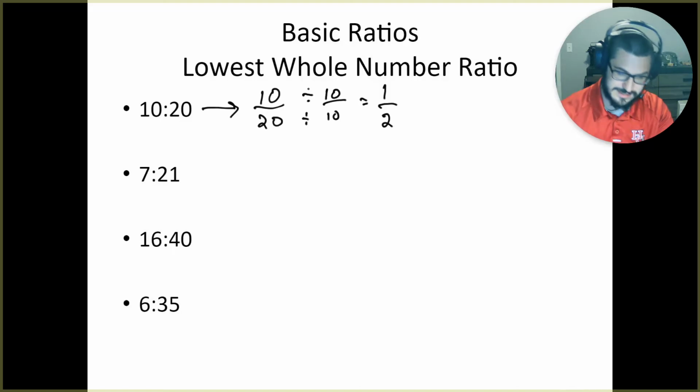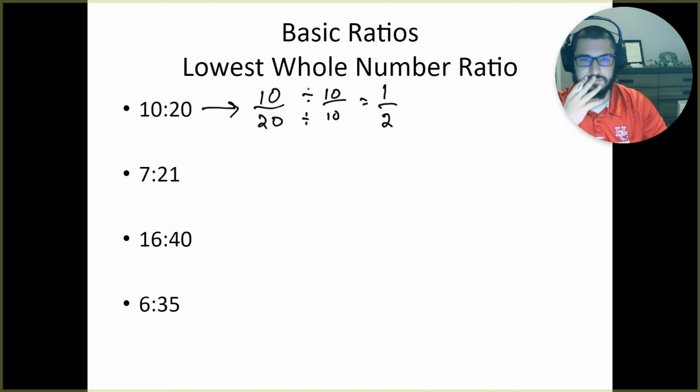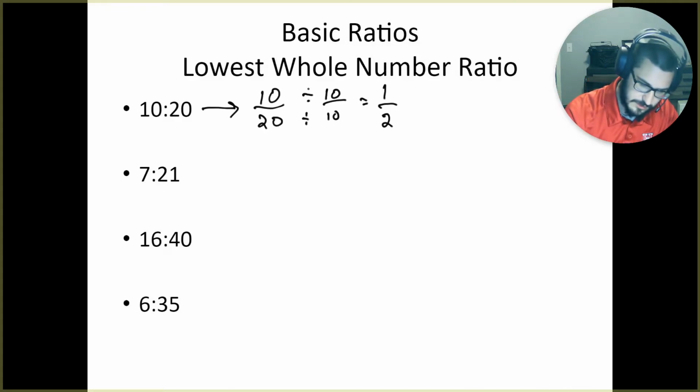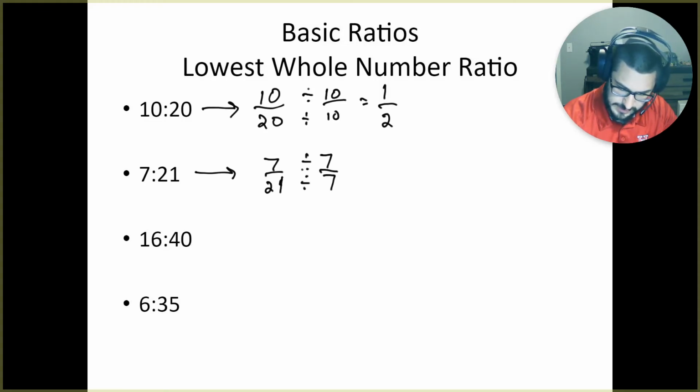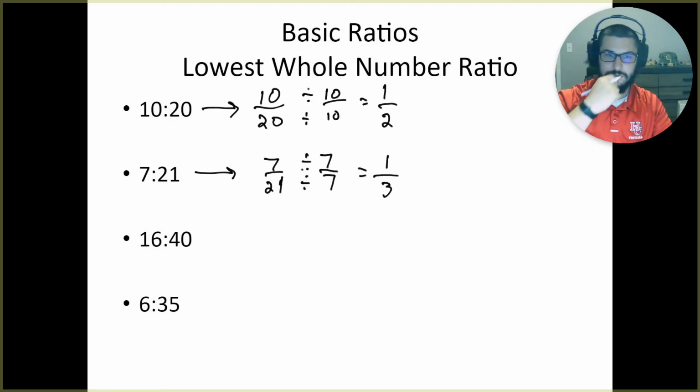Go ahead and try that second one. All right. So you should have 7 over 21. Divide both of those by 7. And you end up with 1 over 3. Okay.